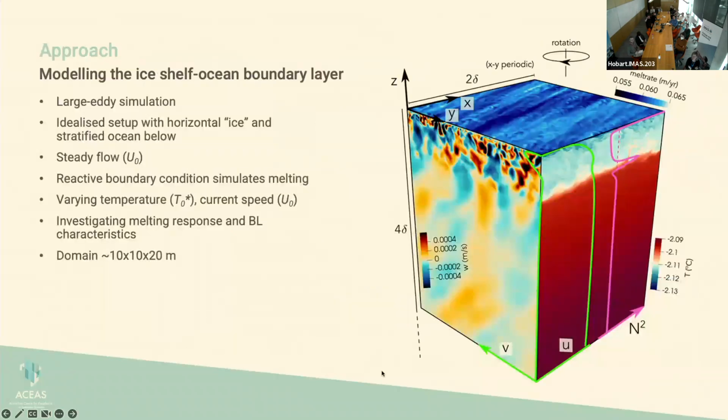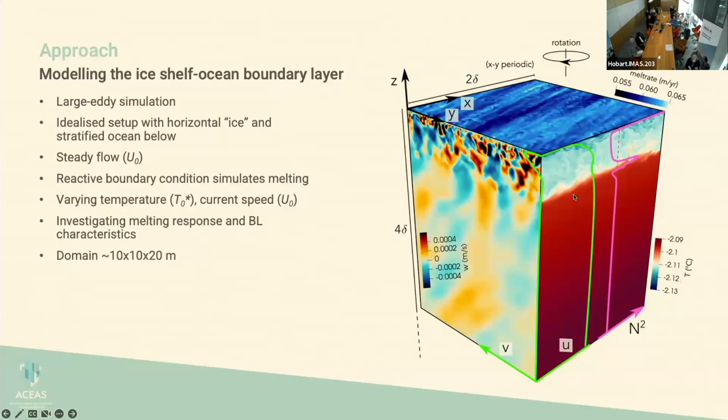Okay, so my approach was to run high resolution models of just this boundary layer region using a technique called large eddy simulation, which I won't go into, but feel free to ask me about it. So we have this really idealized model domain, which is what I'm showing here on the right. We have our ice-ocean interface at the top, and then a cube of ocean beneath it. And we're forcing some steady flow in that ocean.